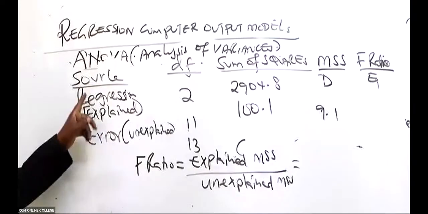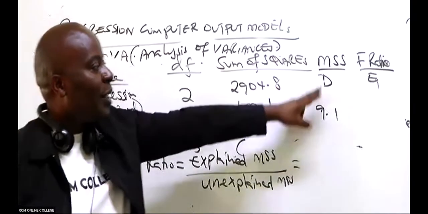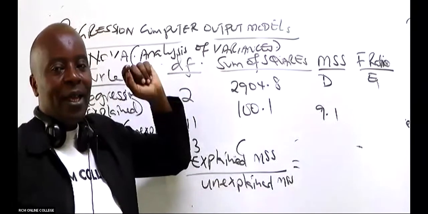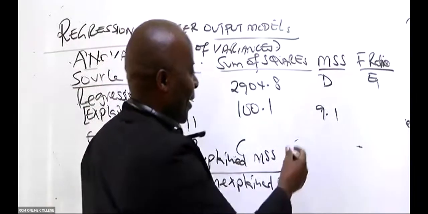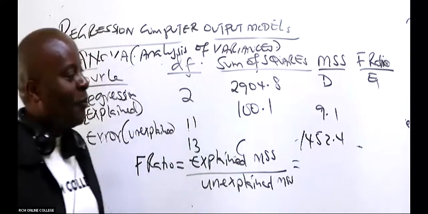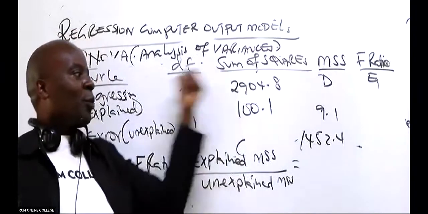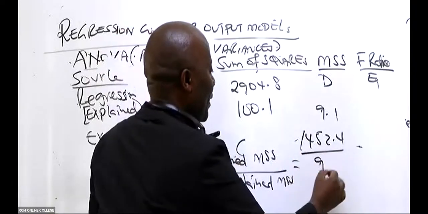So explained is this one. Explained means sum of squares. I rubbed mine, so it is this divided by this. But I remember it was 1452 something. 14.4. Thank you so much. So this is the MSS for explained variance divided by the unexplained MSS, which is 9.1.